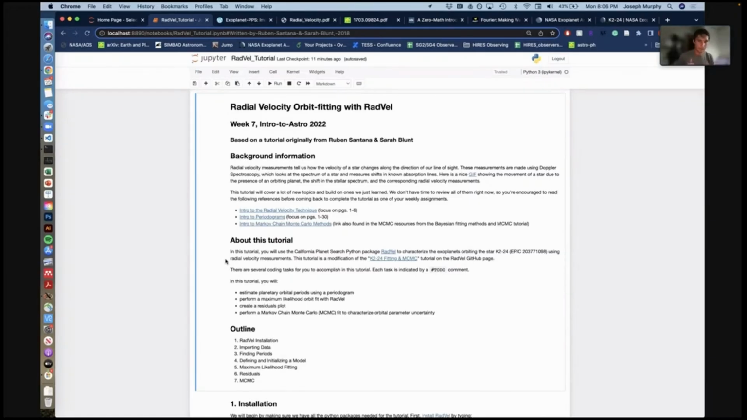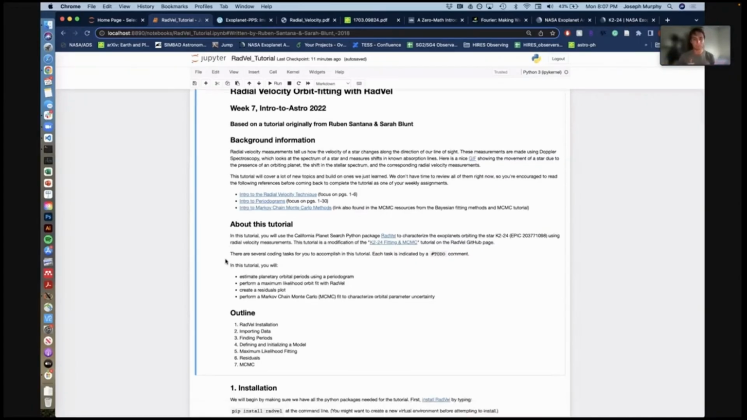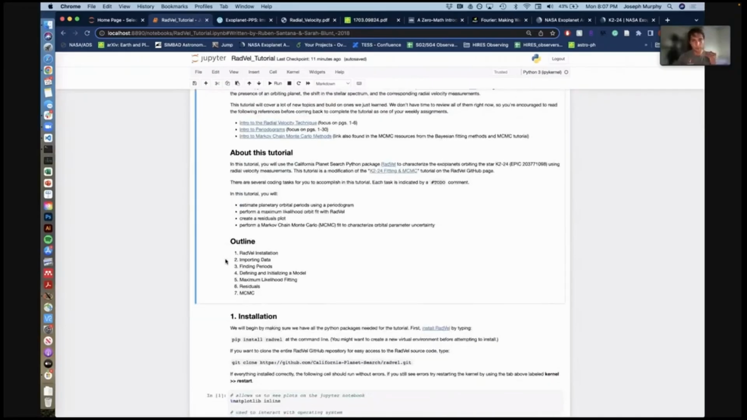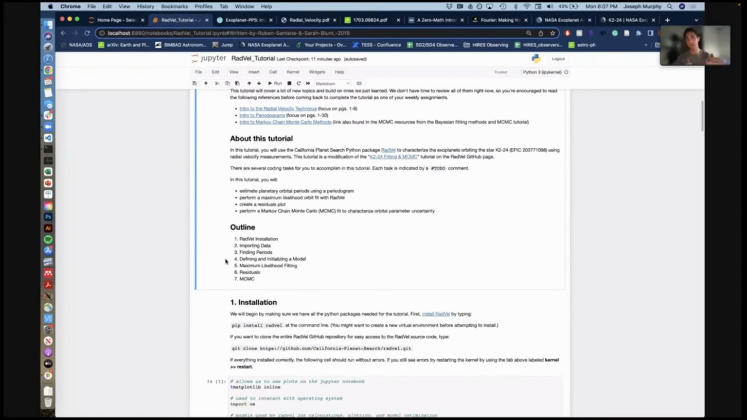Okay, so that's sort of the scientific motivation for you. But moving on to Radvel and some of the actual techniques we'll be using. I mentioned Radvel is a Python package that you can use to analyze these radial velocity data. And so we'll go through in this Jupyter notebook all the way from installing Radvel to testing it out on an exoplanet system with real data.